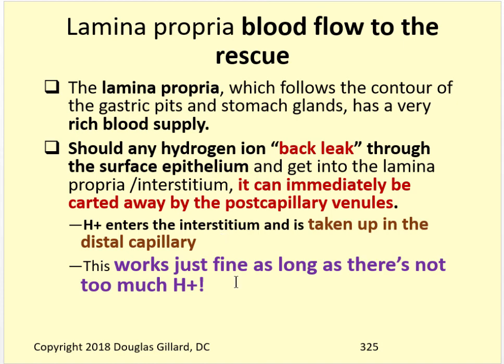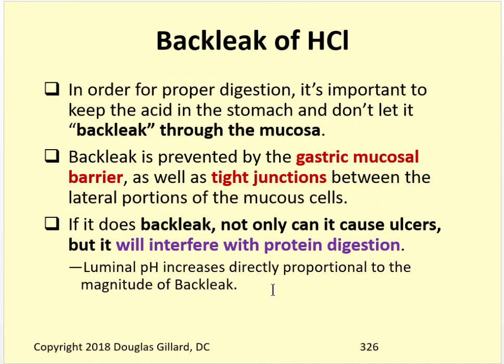And that kind of vacuum cleaner-like mechanism works fine as long as there's not too much hydrogen ion. If it gets overwhelmed with hydrogen ion, and that's just acid, right? Hydrogen ion is acid. Then you'll go right through it and get into the submucosal layer. Okay, back leak of hydrogen. We talked about this a lot already.